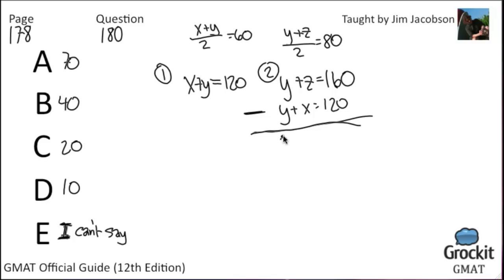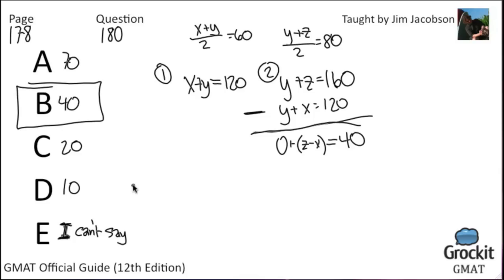Y minus y is 0. Z minus x is z minus x. And 160 minus 120 is 40. The question was actually asking us for what z minus x equals, so answer choice B, 40, is our correct answer.